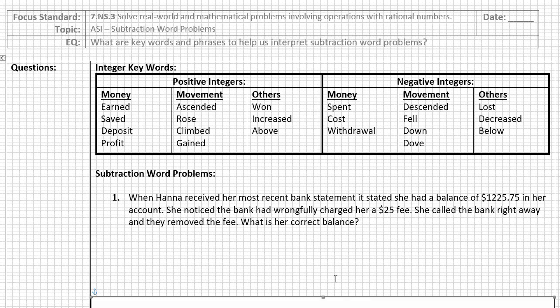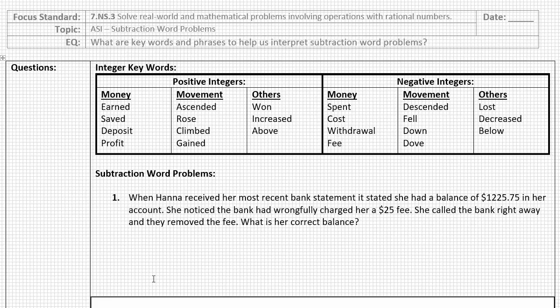So think about this problem, and I realized there's a word in here that I thought was in our list, and it's not. And that word is fee. What do you think? Where does it belong? Definitely in our money column. But would it be a positive integer or a negative integer? They charged her a fee. Well, if you said a negative integer, I would agree with you. So I'm going to go ahead and add that in here now.